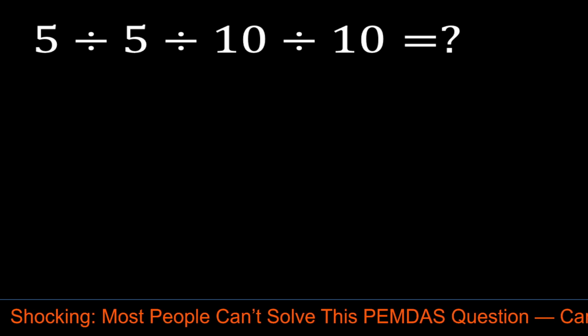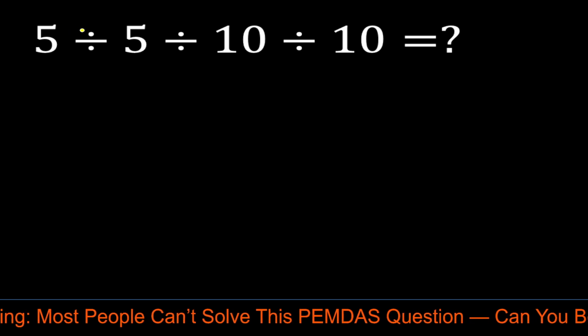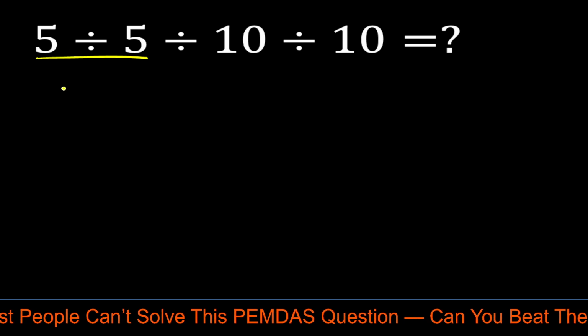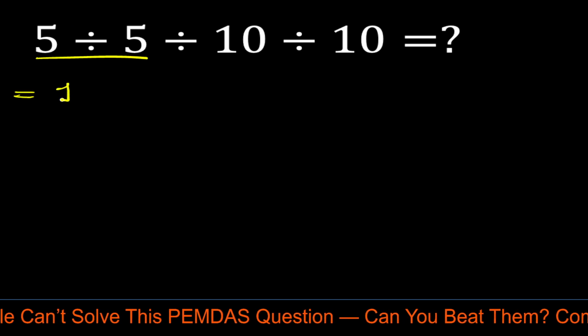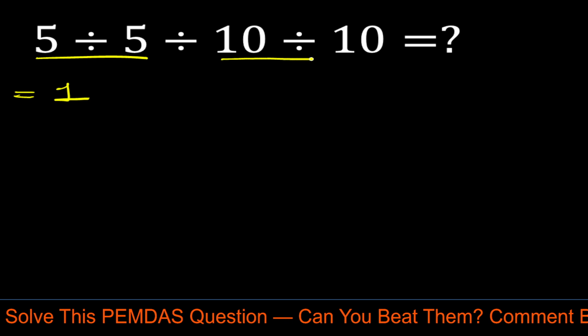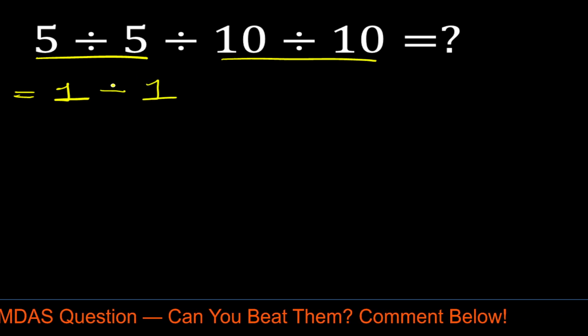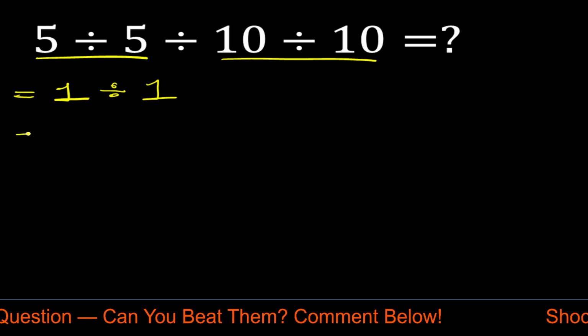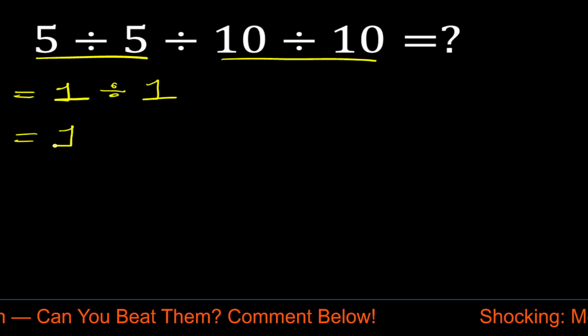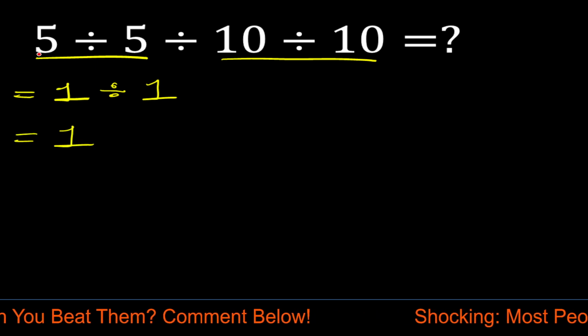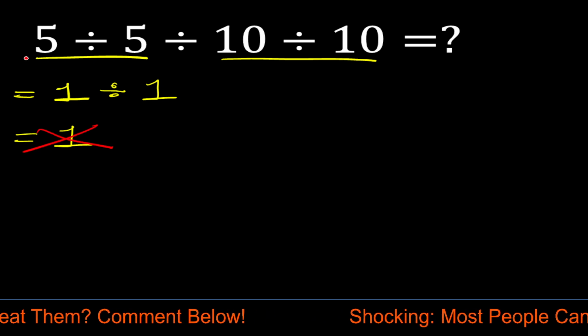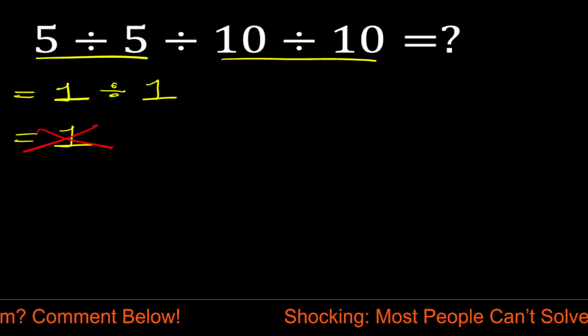So most people solve this question like 5 divided by 5. So 5 divided by 5 is equal to 1, right? Then 10 divided by 10. So 10 divided by 10 is equal to also 1. Now 1 divided by 1. So 1 divided by 1 is equal to 1. But this answer is not correct. This answer is completely wrong.